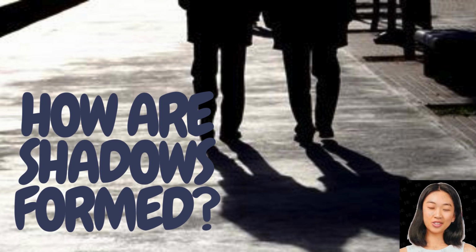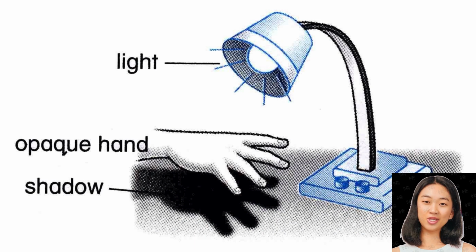Hello again, my dear learners. How are you? Have you experienced being in dark and bright places? Do you observe that somehow behind you is a dark portion that is formed on the ground? If yes, that is a shadow. A shadow is formed when an opaque object is hit by light. This shadow formation is related to an astronomical phenomenon called eclipses.